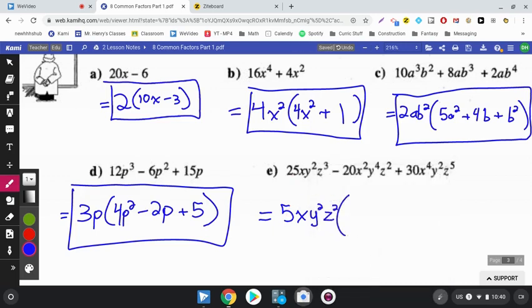25x y squared z cubed divided by my common factor. 25 divided by 5 is 5. X divided by x cancels out. Y squared divided by y squared cancels out. Z cubed divided by z squared is z.